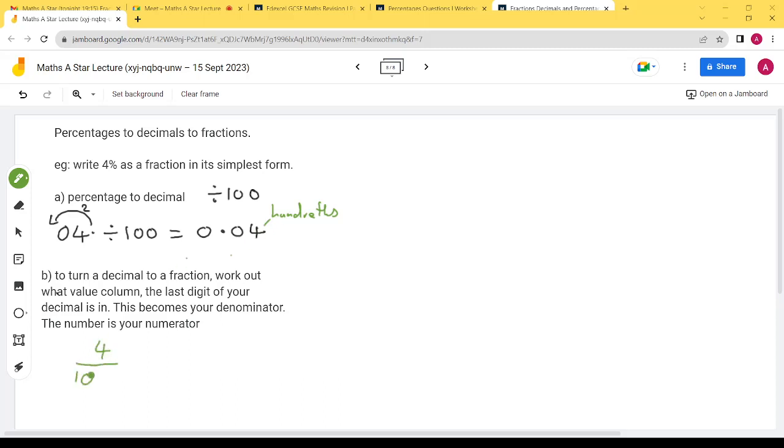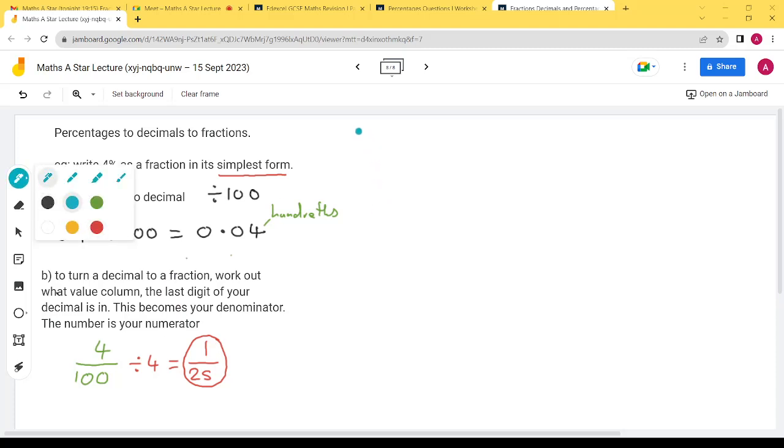4 over 100. Well, our question said to write this in its simplest form. So we're going to, you could divide by 2 twice. We're going to divide by 4 because 4 is going into 100. Equals 4 divided by 4 equals 1. 100 divided by 4 equals 25. So equals 1/25.